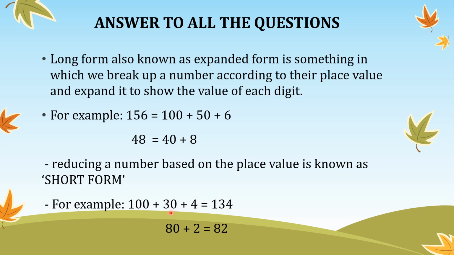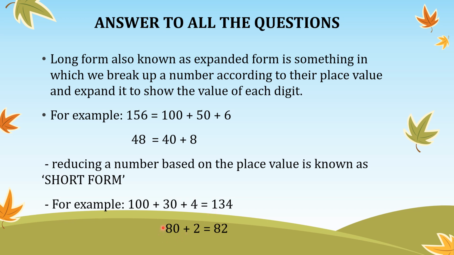Then from 30 we will take the tens place. Tens place को ले लेंगे which is 3. We'll write 3 here. And then ones place which is a single digit. So we will take 4. So our number becomes 134, which is in short form now.